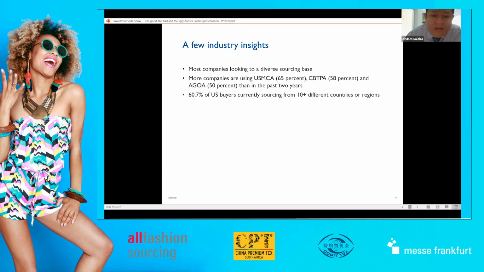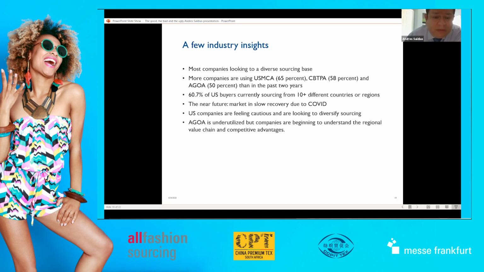60.7% of US buyers are currently sourcing from 10 different countries or regions. They did understand that having one single supplier like China was a mistake. They are sourcing to different countries now. The near future, right now, there's a very slow recovery due to COVID, but things looking good in the next couple of years. US companies are feeling cautious and are looking to diversify sourcing. AGOA is underutilized, but companies are beginning to understand the regional value chain and competitive advantages.